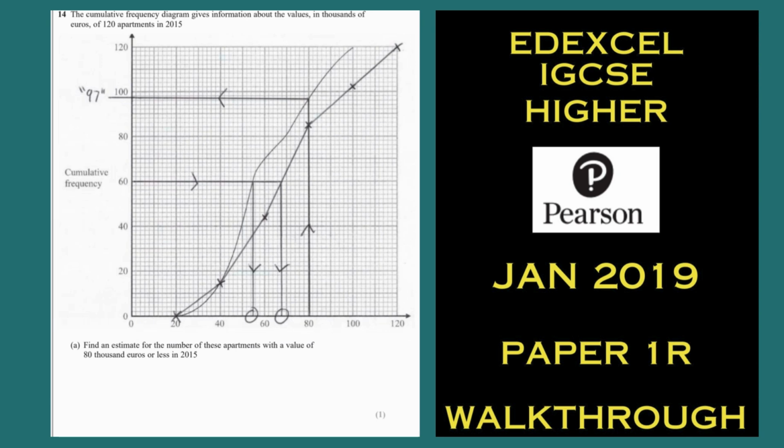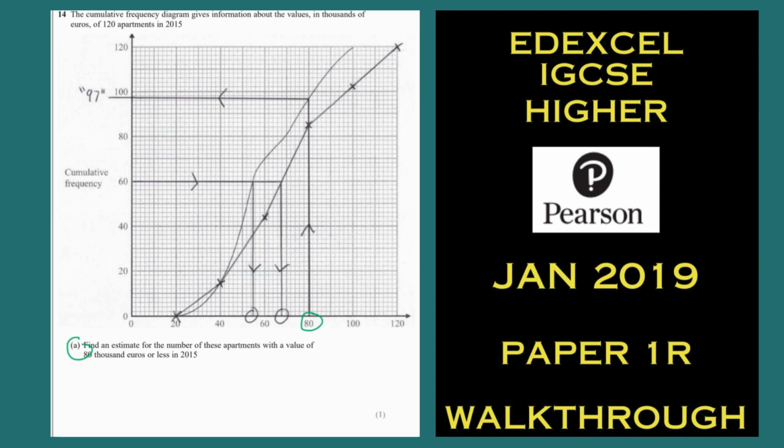Number 14, for accuracy purposes, because me and this e-pen, they are rubbish. It's like using a crayon, so I've given up on that. So I've just cut and pasted from my worked answers. So part A, find an estimate, 80,000 euros or less. So that's why you find the 80,000, you track it up, and you go across.